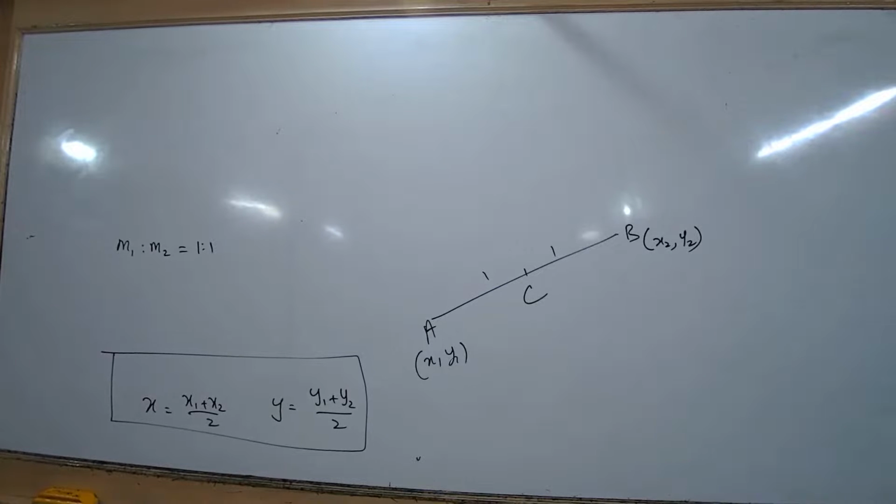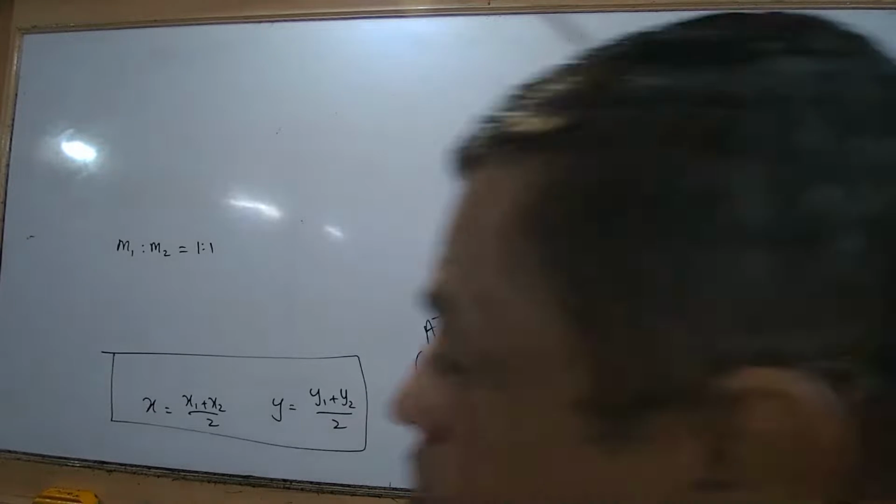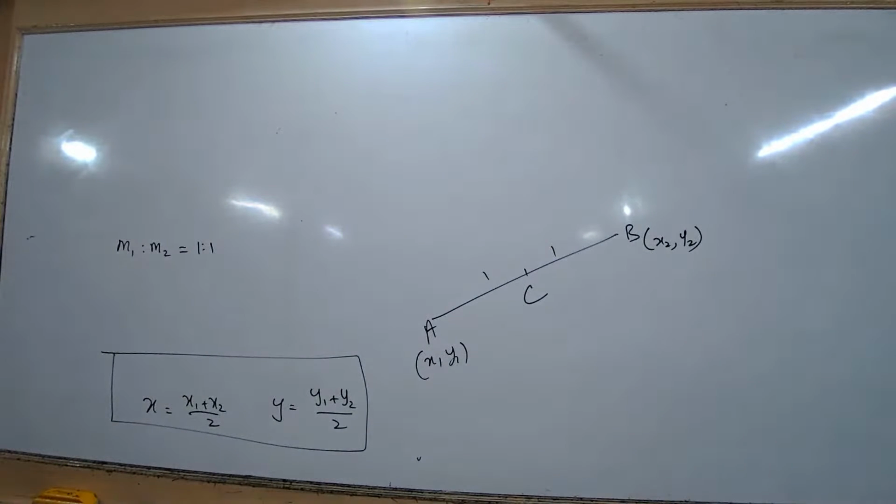You can write properly. X is equal to X1 plus X2 by 2, Y is equal to Y1 plus Y2 by 2. Do all of you follow? Yes.